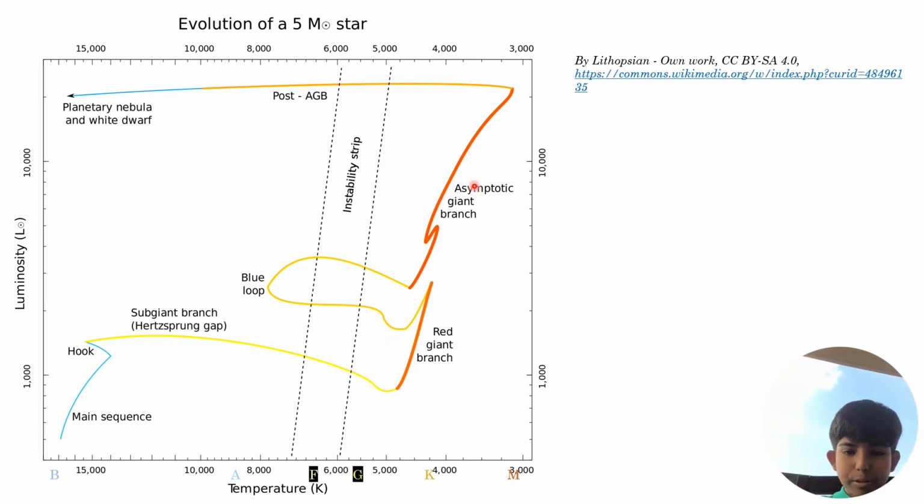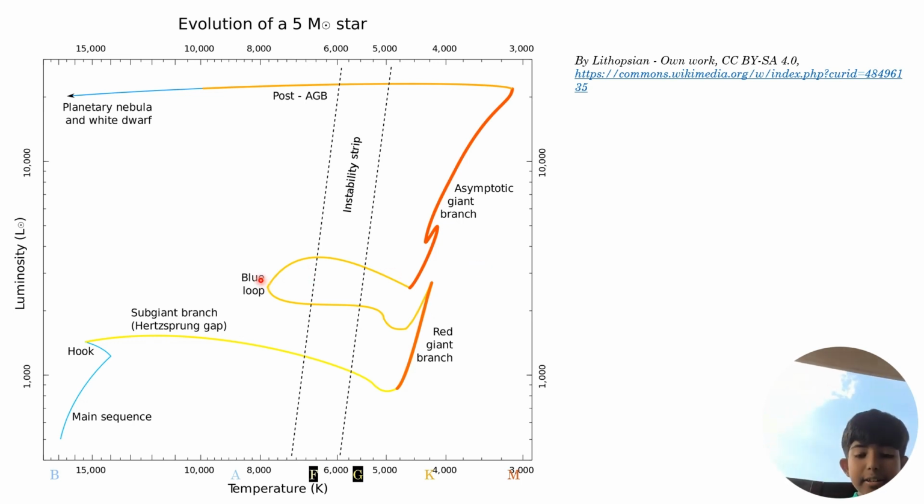So here it doesn't go until the tip of the red giant branch, which is somewhere here. Instead, it goes here and starts helium fusion. And another difference is now it becomes hotter and bluer because of the helium fusion, and it's slightly different from the lower mass stars again.